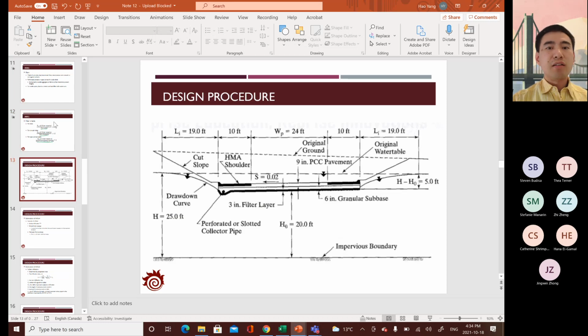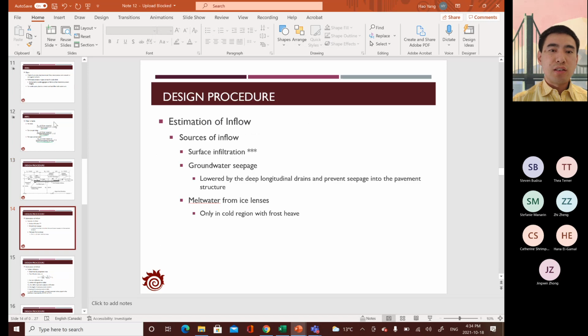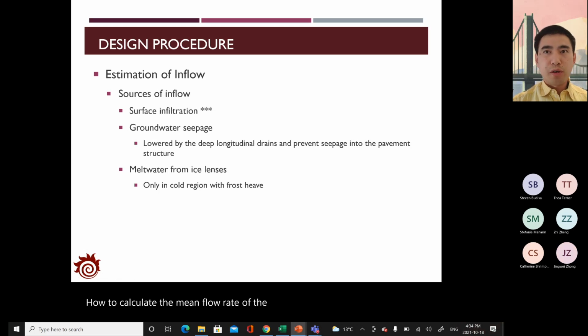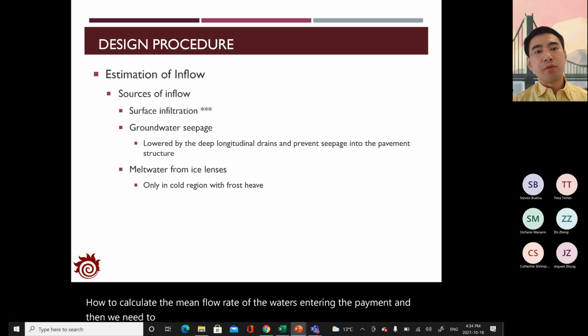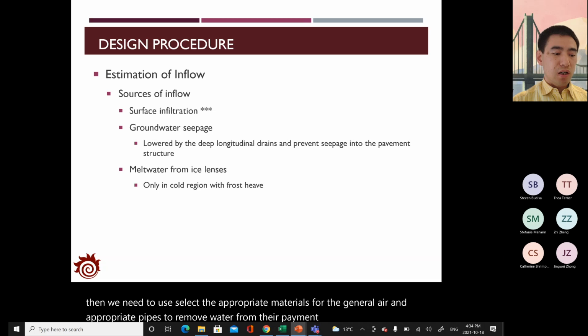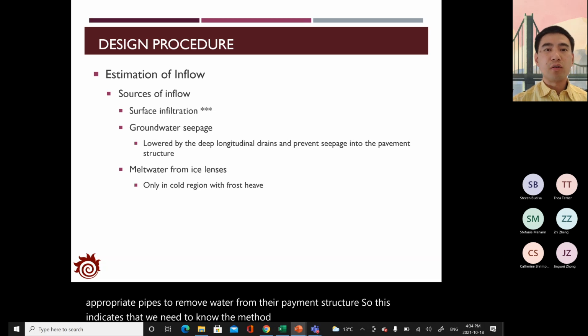And actually, in the design of the drainage layer, we have to consider two steps. The first thing is we need to calculate the inflow rate of the waters entering the pavement, and then we need to select the appropriate materials for the drainage layer and the appropriate pipes to remove the water from the pavement structure. So this indicates that we need to know the method to calculate the inflow.